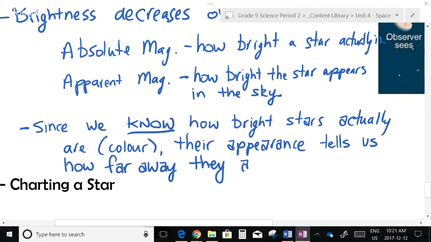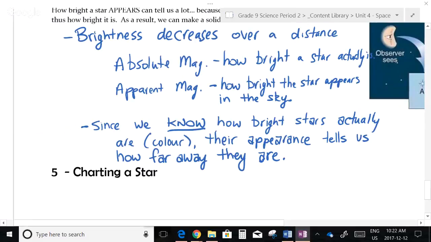So tomorrow you're going to have a little activity where we actually look at some real photographs of real stars, and we compare their brightness to their color, and we rate them from far to close by. We're going to actually use the HR diagram. Does that make sense?